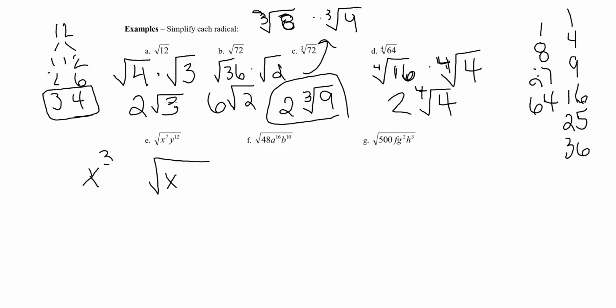Now, y, 2 goes into 12 6 times, so it's an even number. I don't have any leftovers, so I'll have y to the 6th on the outside times the square root of x, and that's my final answer.